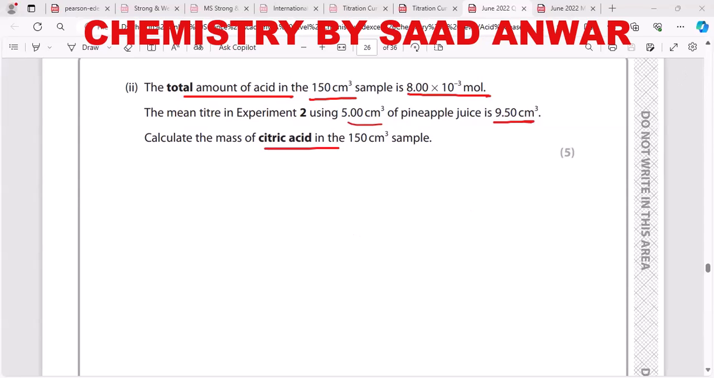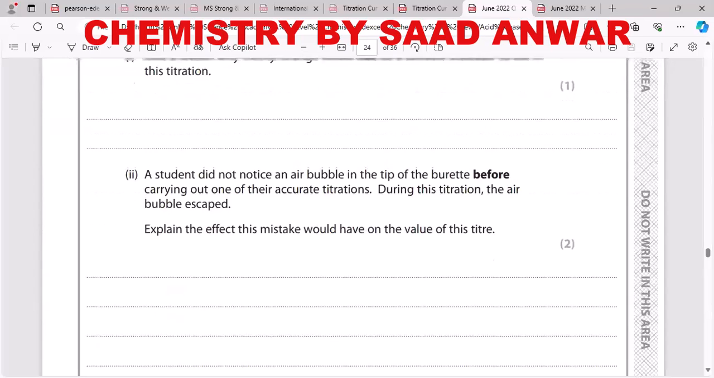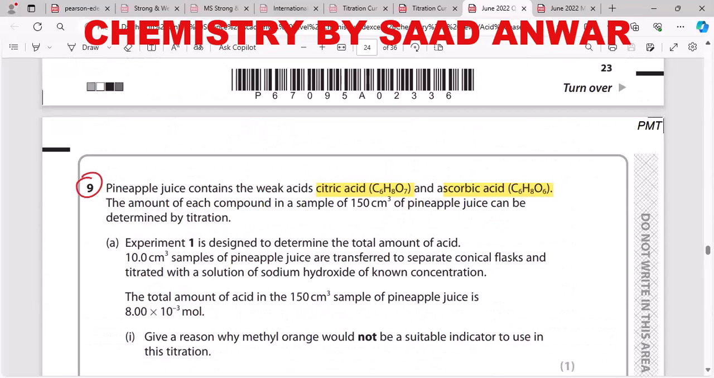But as you can see here, the question is linked with a previous part. First, we need to go over the previous part. I'm sure you must have this question paper in front of you. Question number 9: the pineapple juice was so yummy. It contained the weak acids, citric acid and ascorbic acid.